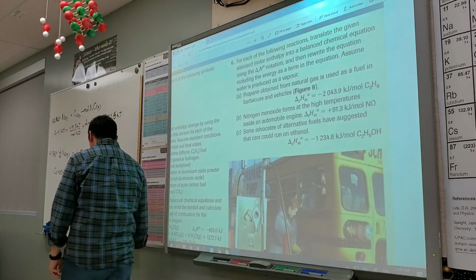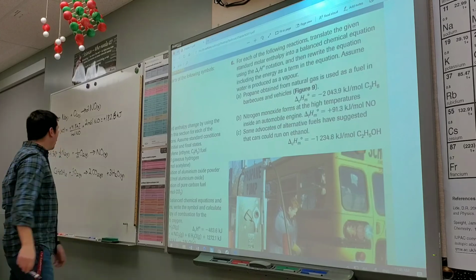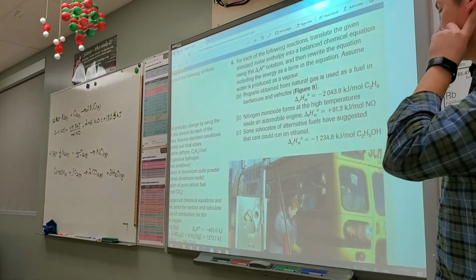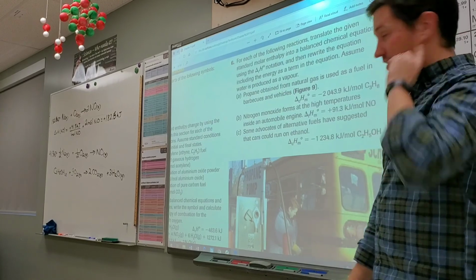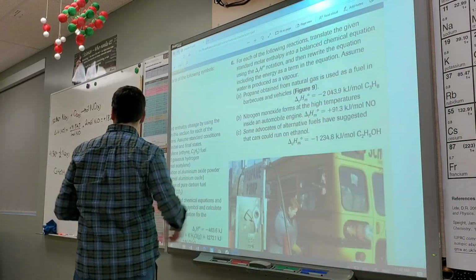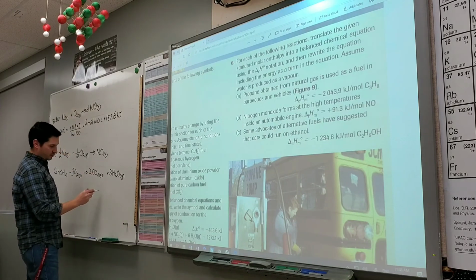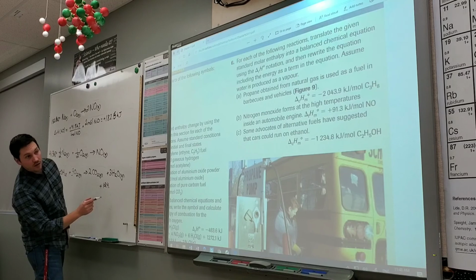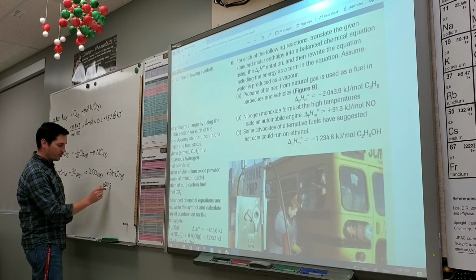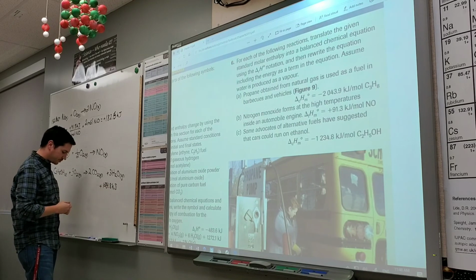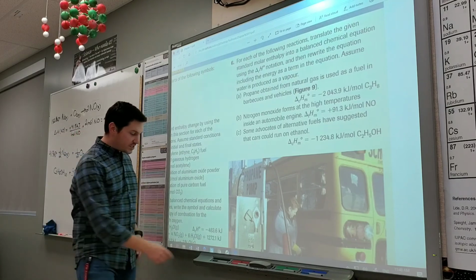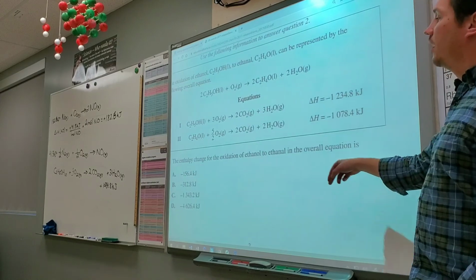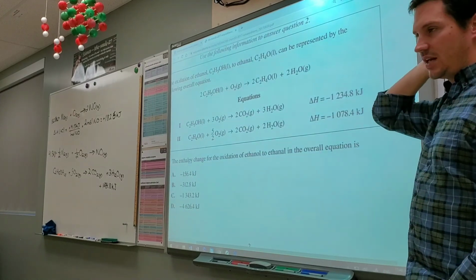Okay. So is my energy going to be a reactant or a product? It's going to be a product, and we've seen this reaction already today. Positive 1234.8 kilojoules. We saw this right here. The burning of ethanol, and it gave us an enthalpy of that.